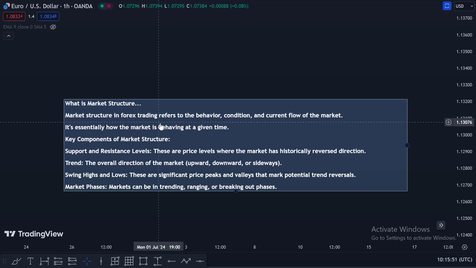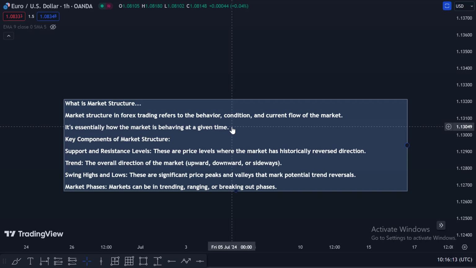Market structure in forex trading refers to the behavior, condition, and current flow of the market. It's essentially how the market is behaving at a given time. It is very important. Look at the word there, market. They didn't say how the candle is behaving.